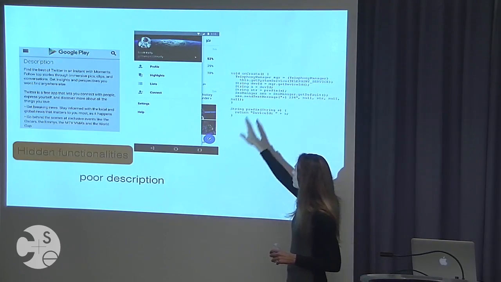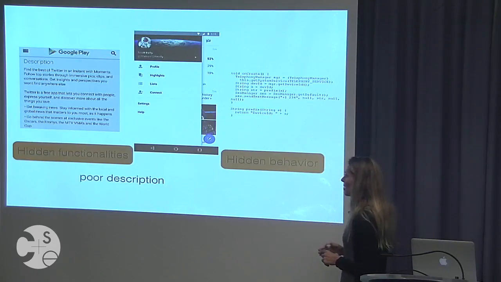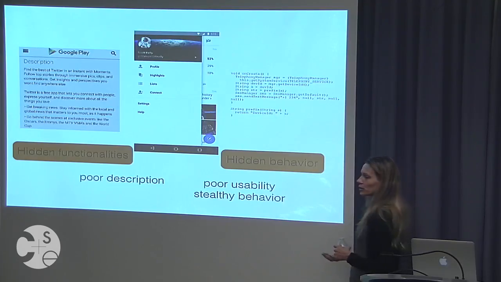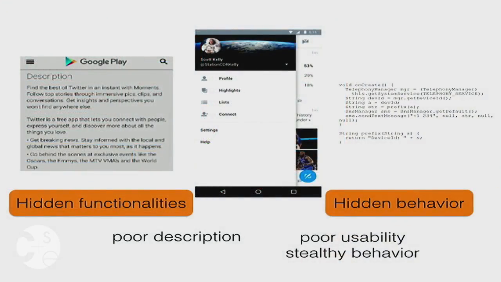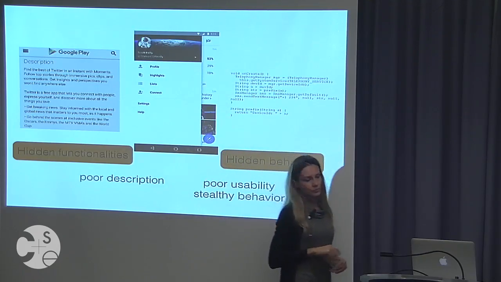If we look instead at the other side, if we compare the user interface to the code, what we might identify is something on the same level, some hidden behavior that could represent, we think, poor usability. If an interface tells you something but then ends up doing something completely different, then it's probably not so intuitive for the user to use. Or you could also identify potentially some stealthy behavior. If an application is doing something underlying without clearly showing this on the user interface, then this might be something relevant to look into. So let's start from the first part, looking at description versus user interface.